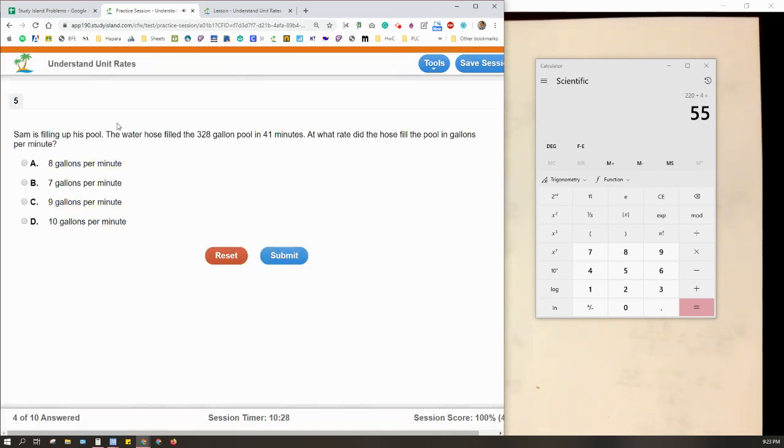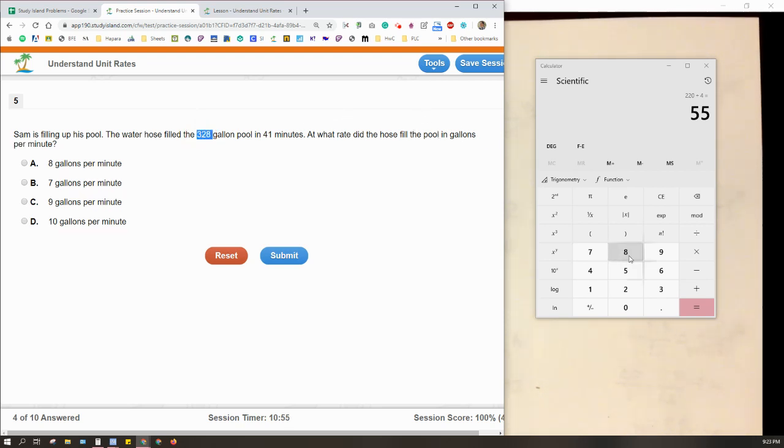Number 5, Sam is filling up his pool. The water hose filled the 328-gallon pool in 41 minutes. At what rate did the hose fill the pool in gallons per minute? So again, gallons per minute. That's gallons divided by minutes. That word per is basically your divided by sign. If you want gallons per minute, you do gallons divided by minutes.